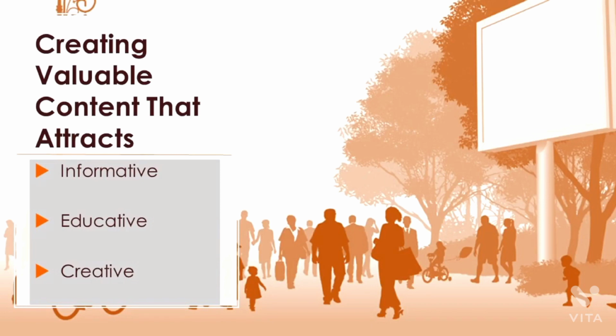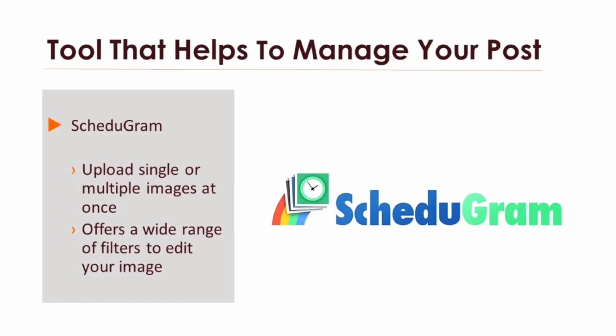There are peak times to post, and scheduling apps and tools make it much easier. The first one would be Schedugram. It offers a free 7-day trial, and plans start at $20. Schedugram is a great scheduling tool that allows you to upload single or multiple images at once, and you can choose bulk video if you're uploading video. Also, you're able to edit the images with different filters and post them either immediately or schedule them for a later time. You also have the option to receive an email notification once your content has been posted.